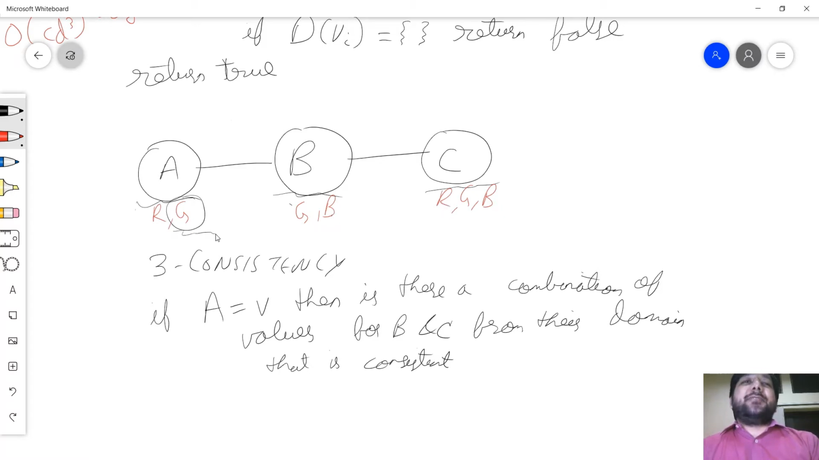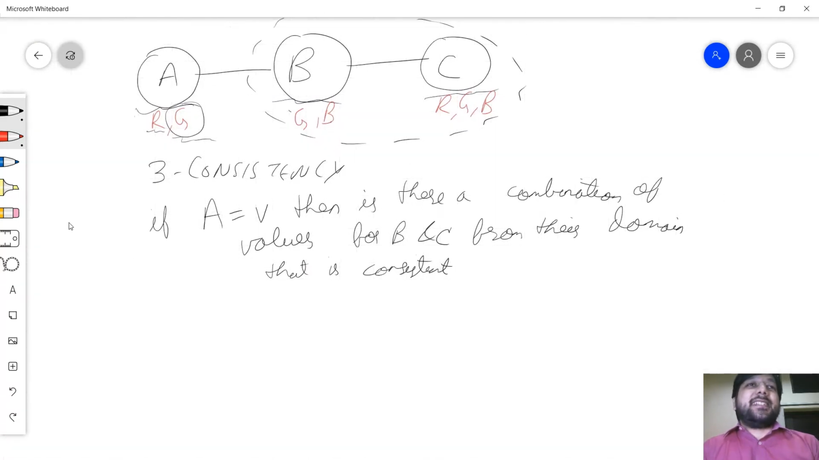So for every value here, I check for a combination of values between these two, which is basically you cross multiply their domain, so it becomes GR, GG, GB, BR, BG, BB. You delete the values which are not possible. GG and BB are not possible because of constraints between B and C. And then you say for one value over here, do I get any value for the other one? So that's three consistency. Similarly, I could have four consistency.